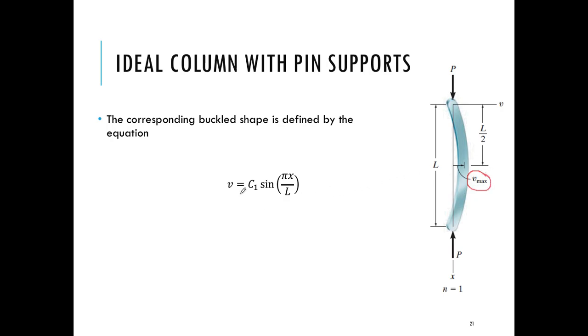Now, we do not need to concern ourselves too much with C1 because this is an unstable failure mechanism. So this Vmax actually keeps changing. The beam is buckling. So it's not actually in a fixed position, it's not neutral equilibrium. Once P critical is exceeded, it will go into unstable equilibrium such that this Vmax can keep changing, basically.